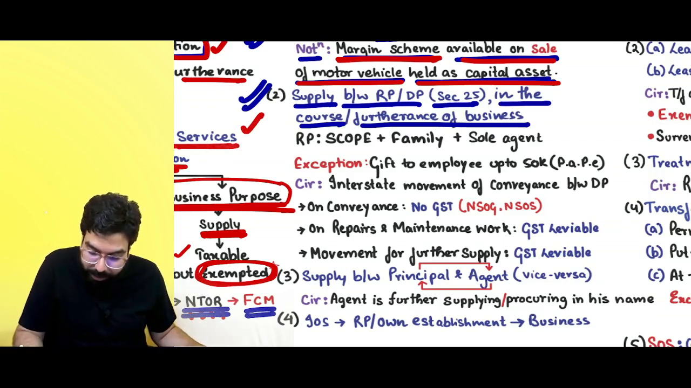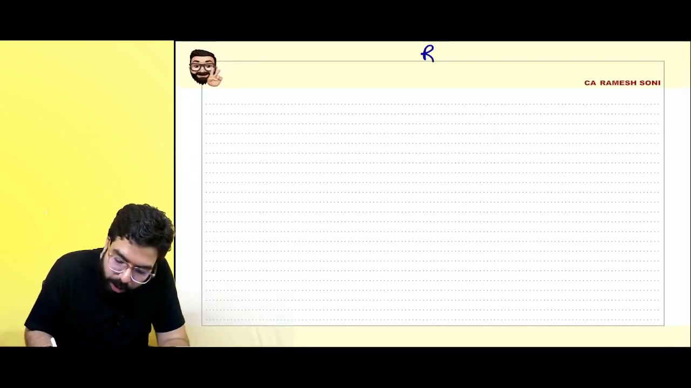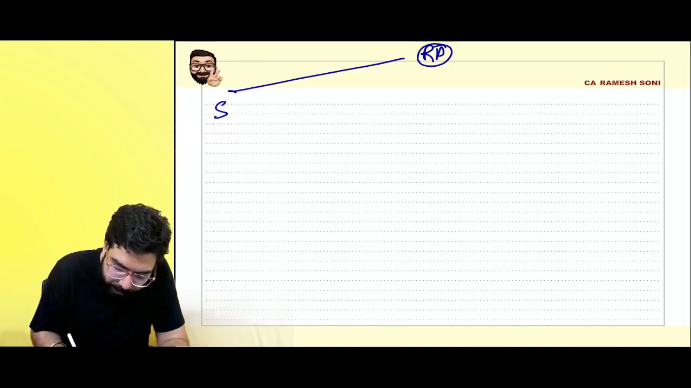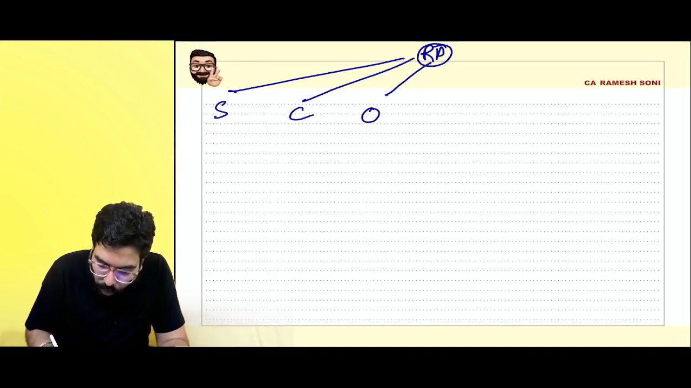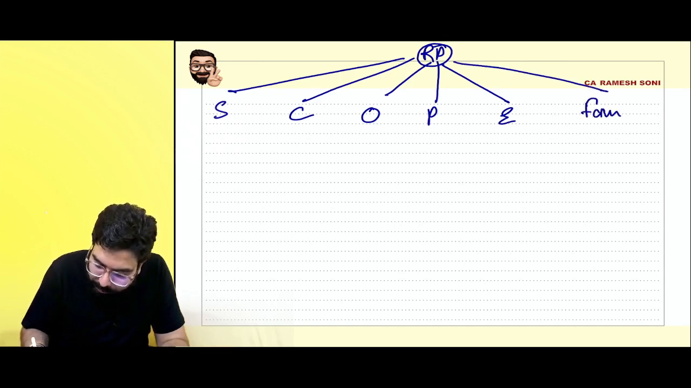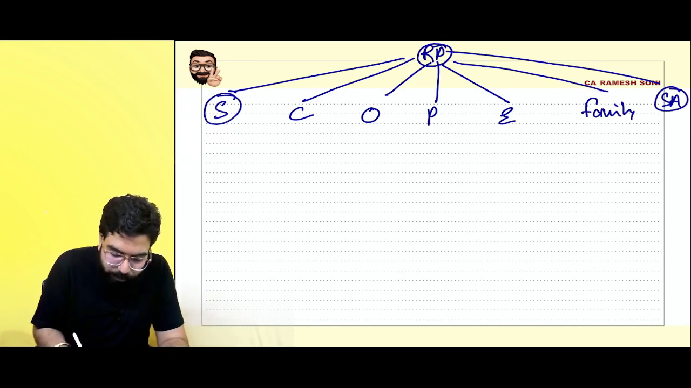First of all, let's understand what we mean by related person. Always remember, the scope of related person is very big. S, C, O, P, E: scope plus family plus sole agent. Always remember one thing: what does S stand for?